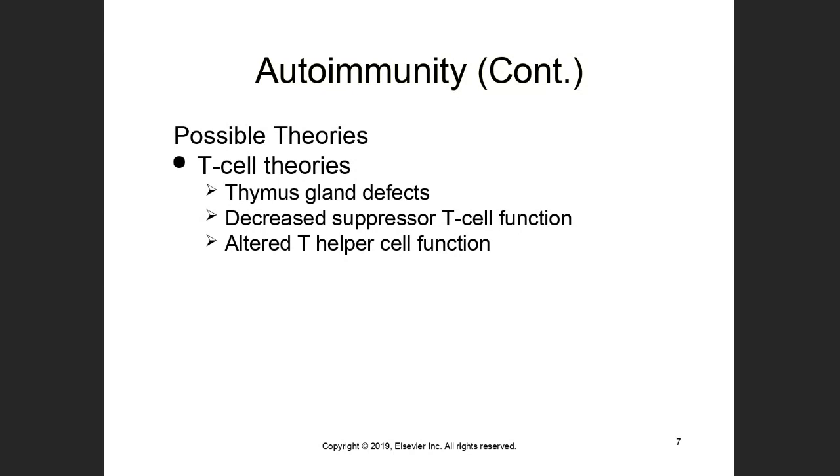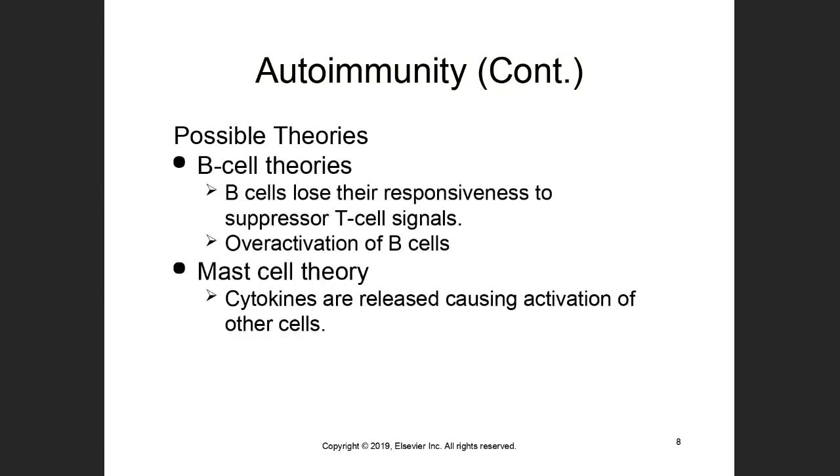Another possible theory is the T-cell theory, a thymus gland defect. Remember that the thymus is a gland that we have right below the thyroid gland, and it is where the T cells mature in our body. But the gland disappears around 13 years old. Also, we have the B cell theory: B cells lose their responsiveness to precursor T cell signals. And the mast cell theory. Remember the mast cell has granules, and the granules release the cytokines.